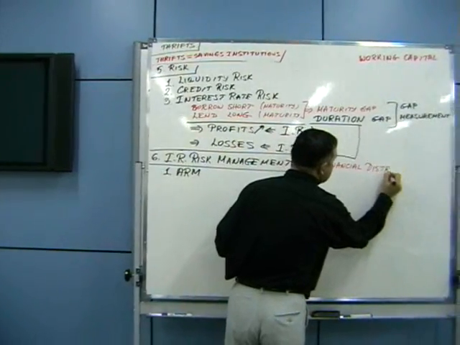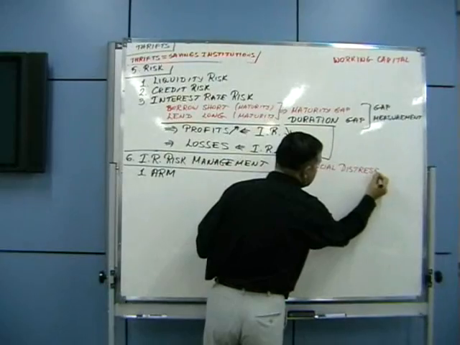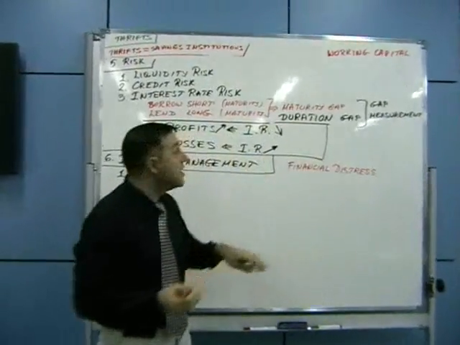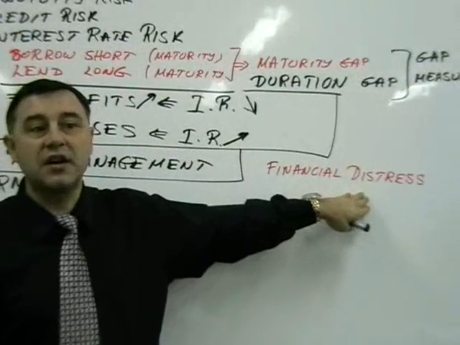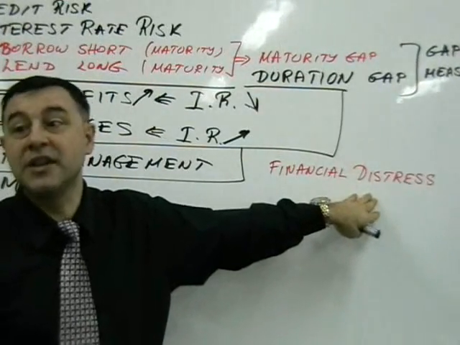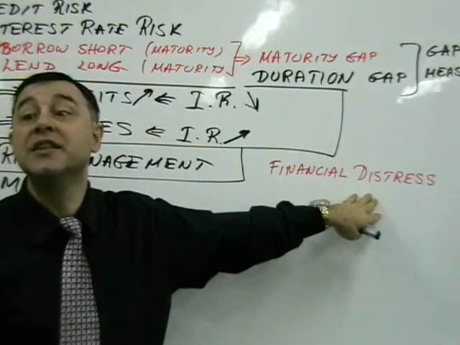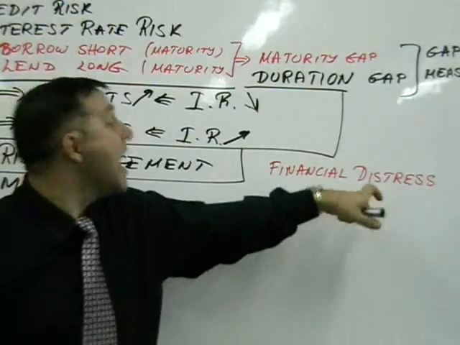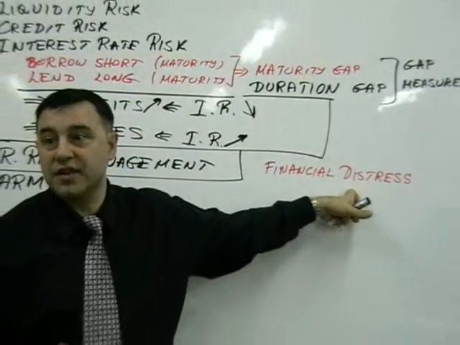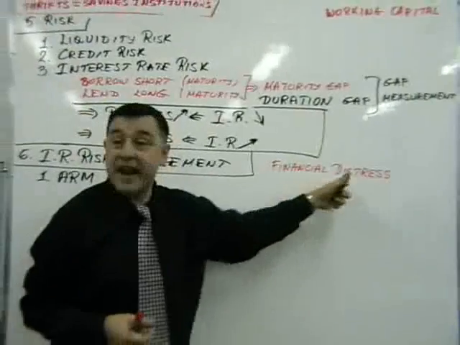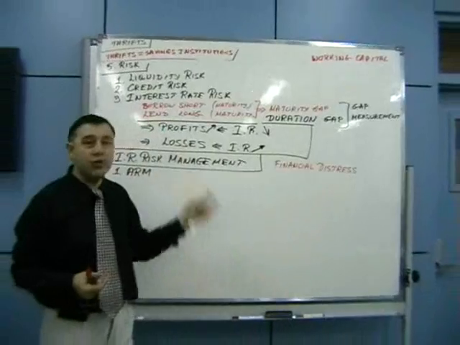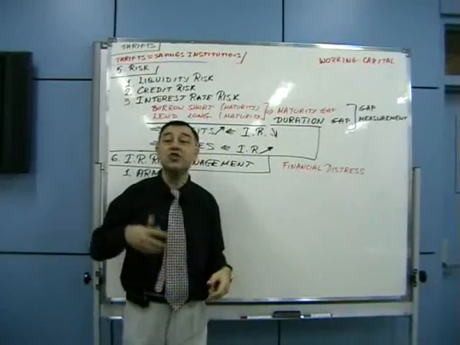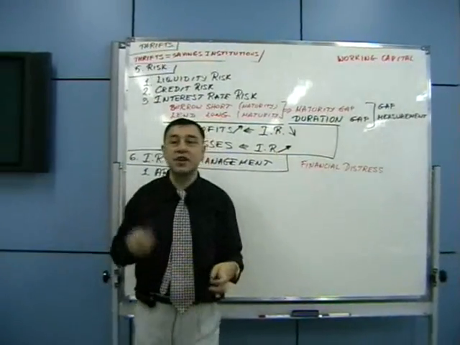Financial distress is difficulty to cover your normal, necessary expenses and service your debt at the same time. So financial distress sooner or later takes over. So all you did was transfer the interest rate risk to the consumer.